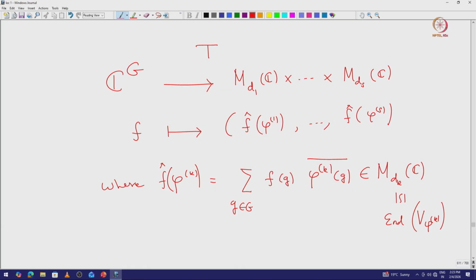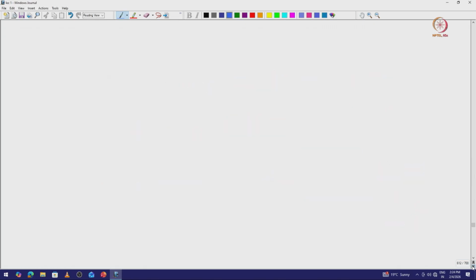I forgot to put this conjugate, so we just keep that conjugate here. In many other books they do not use this conjugate, they just simply write it as summation f(g) phi(g), but since the duals are available in our category of representations, the dual of an irreducible is again irreducible. That would immediately tell us that whether we put this bar or not does not make any big difference. Still we will have the isomorphism.